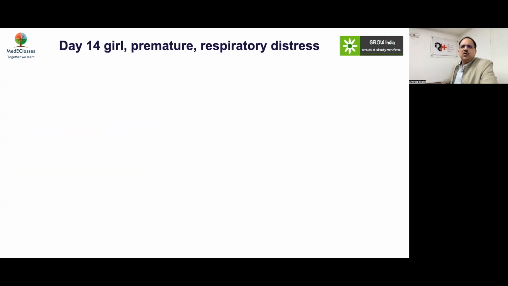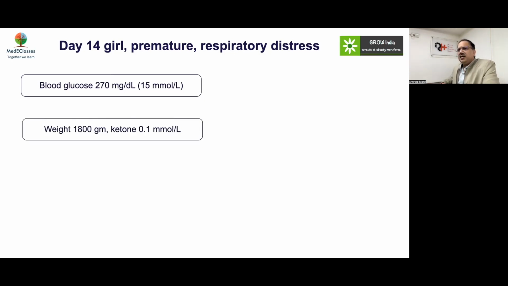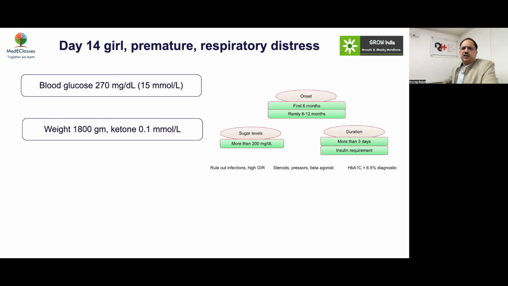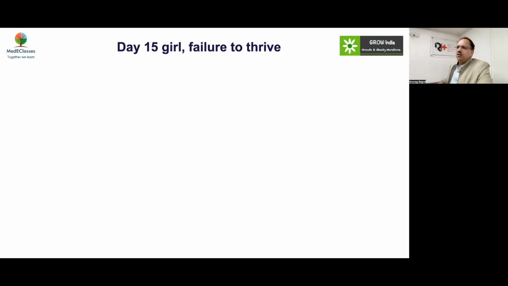So Alapan, 14-day-old girl, premature with respiratory distress, blood sugar is 270, weight is 1800, ketone is negative. What do you think? There is no steroid going on, no other issues. Blood sugar is high, and weight is on the lower side. So there is no other exposure. You have to think of that, but there is steroid and beta agonist. So this will basically go more towards a transient hyperglycemia, a secondary response.